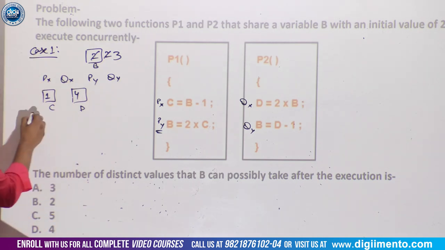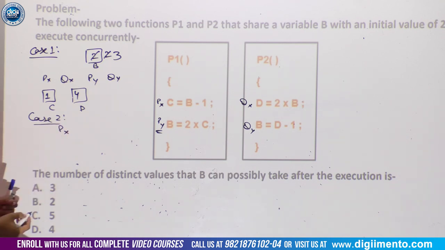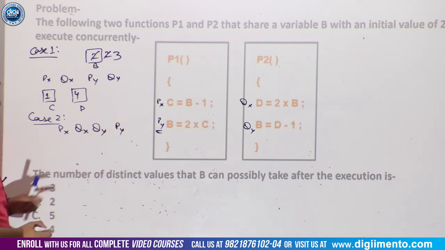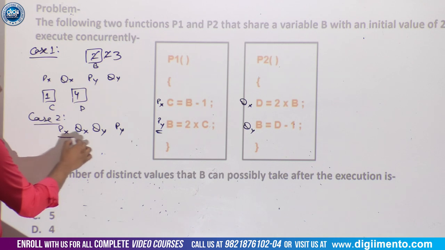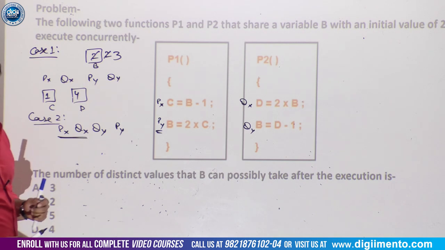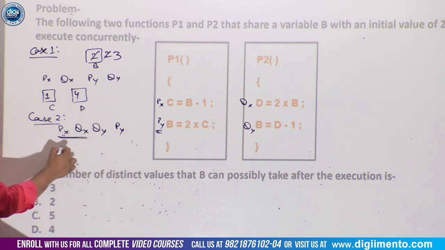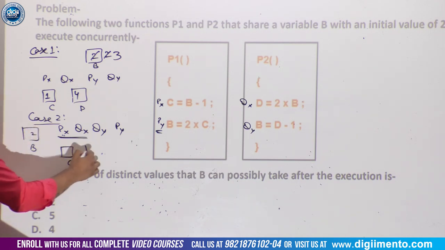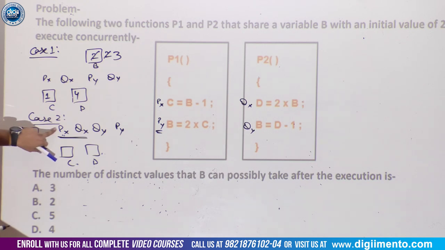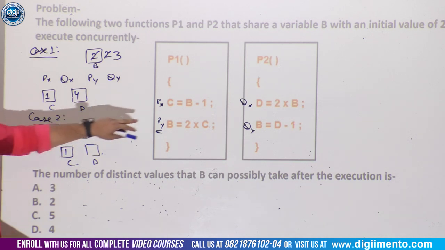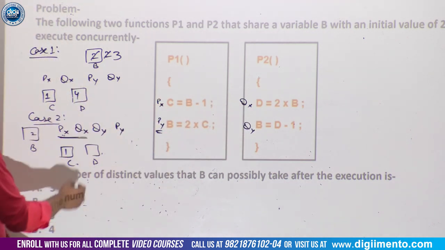Okay. Let us assume the second case. This is case 2, scenario 2. Let us assume first we are going to execute PX, then QX, then QY, and then PY. This is just a random order, because we can randomly execute any one of these two statements, and then randomly execute the other statements. If I try to implement PX, this is the variable B which has the value 2, this is the variable C, and this is the variable D. First I execute PX. PX means in C I am going to store the value 1. Then I execute QX. QX means in D we store the value 4.